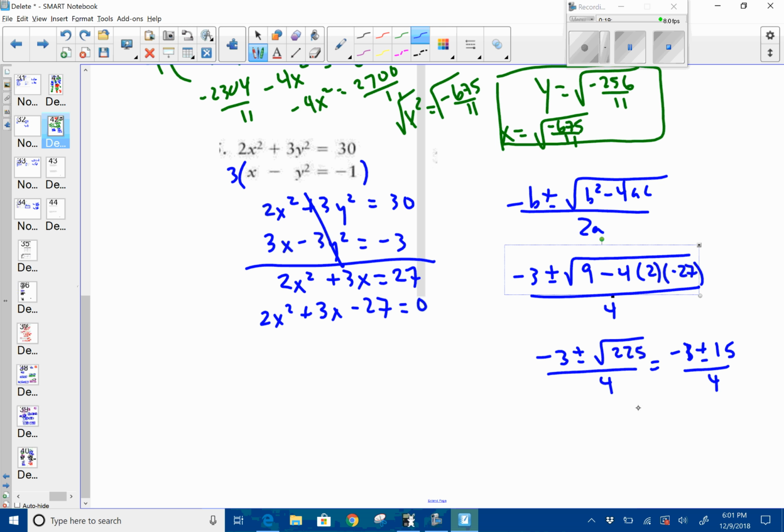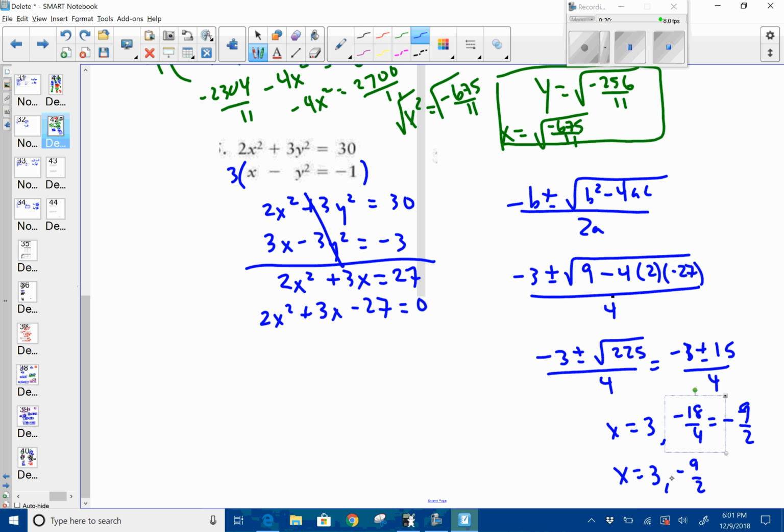15 minus 3 is 12, divided by 4 is 3, which is one answer. Negative 3 minus 15 is negative 18 over 4 is my second answer. Negative 18 over 4 can be reduced, cut in half. It's going to be negative 9 over 2. My two answers are x is equal to 3 or negative 9 over 2, negative 4.5.